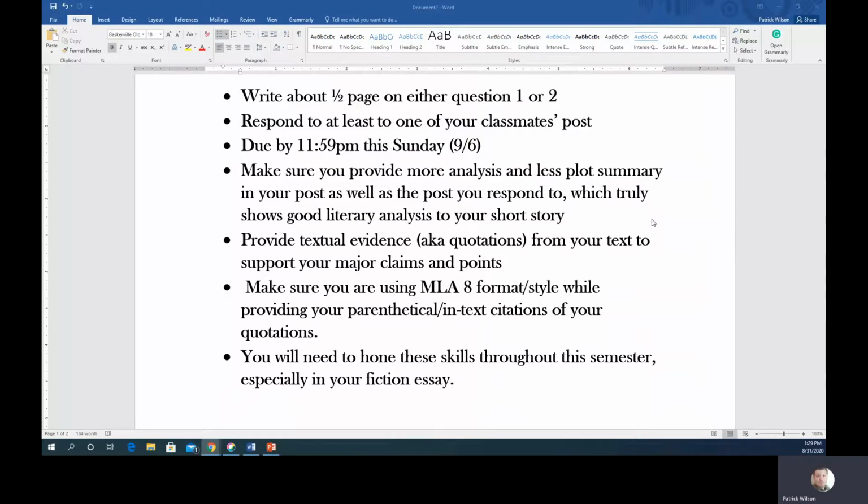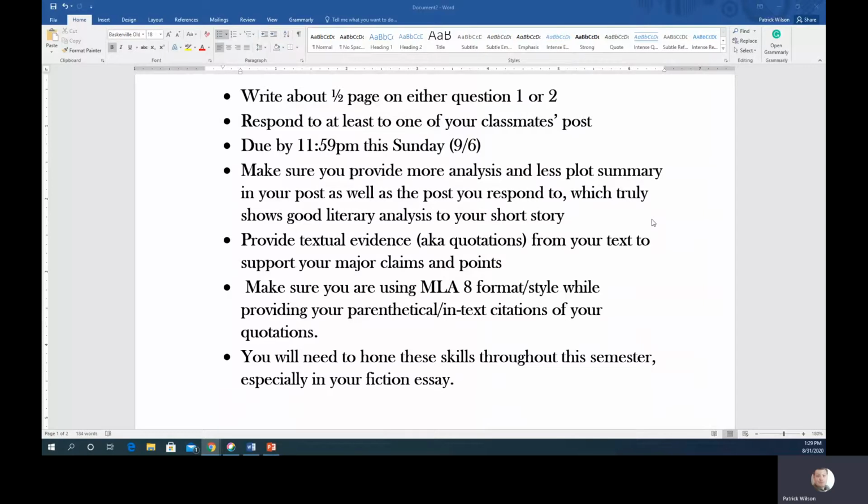Now, as it relates to quoting when you are responding to your classmates, you don't necessarily have to use quotations there unless you want to. But the initial response needs to have at least 1 to 2 quotes that support your major claims and points. You need to make sure that you're doing it in the MLA 8 format and style, and you provide your parenthetical in-text citation of your quotes properly. And I'm going to show you how to go about doing that as it relates to short fiction.